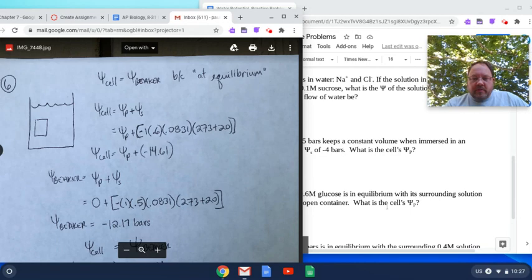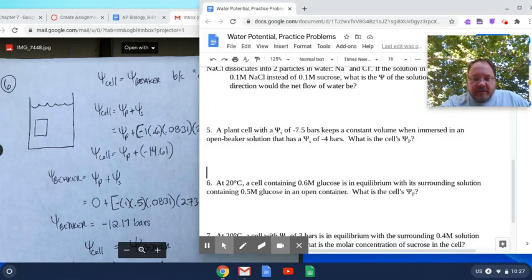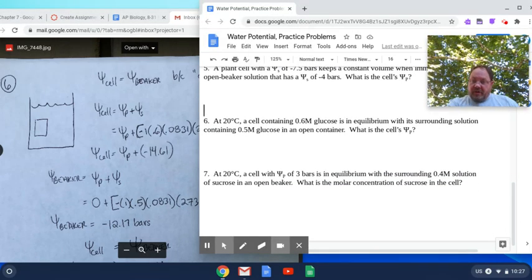Okay, so in number 6, it says the cell is at 20 degrees Celsius. It has 0.6 molar glucose. So again, if it's glucose, it's going to have an ionization constant of 1 since it's a carb. It's going to be at equilibrium with its surrounding solution, containing 0.5 molar glucose in an open container. So again, lots of clues there. Open container, you know the pressure potential of the beaker solution is going to be 0.